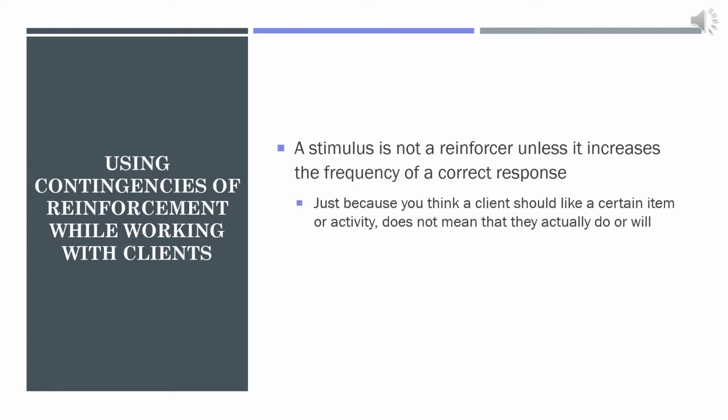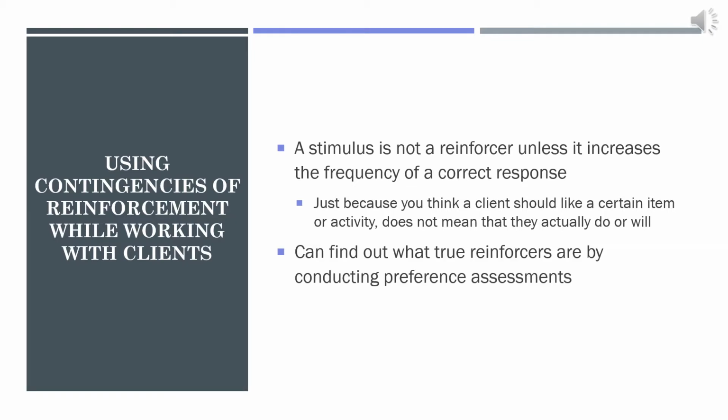Just because you think a client should like a certain item or activity does not mean that they actually do or will like it. Everyone has different preferences based on their behavioral history. Therefore, we cannot assume that everyone will like the things that we expect them to like. When running procedures, we should pay close attention to how our clients interact with items. If they appear disinterested in an item, are zoning out, or avoiding the item, you may want to try different reinforcers. If you are struggling to determine what true reinforcers are for your client, you can conduct a preference assessment.